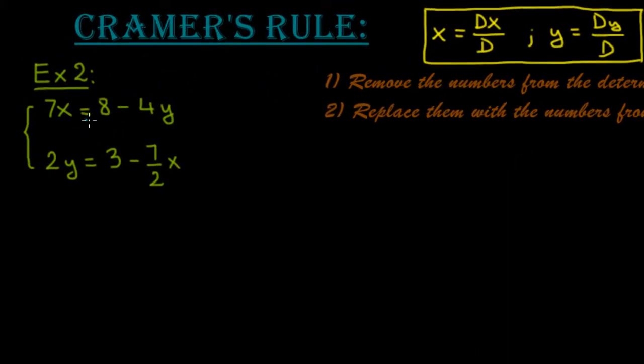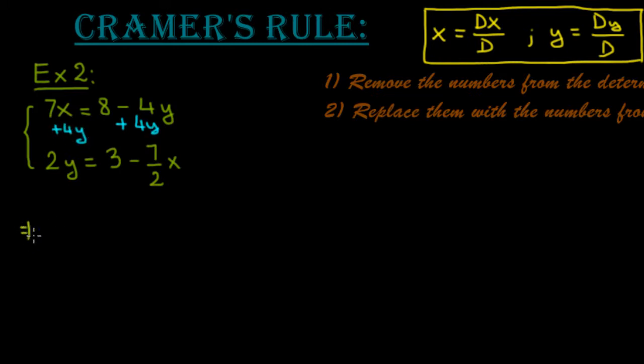Now let's go over example 2. So we have 7x equals 8 minus 4y. In example 1, we saw that to be able to solve this by Cramer's rule, you need x and y to stay on one side of the equal sign. So we need to do the same thing. I need to move this y to the other side. So what I'm going to do is add 4y on both sides.